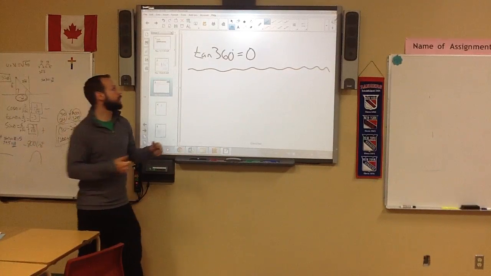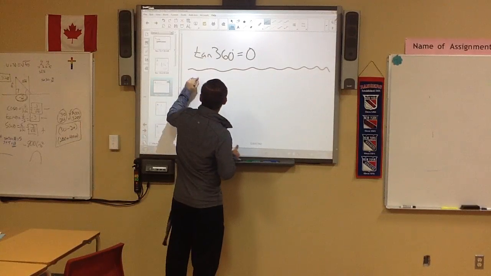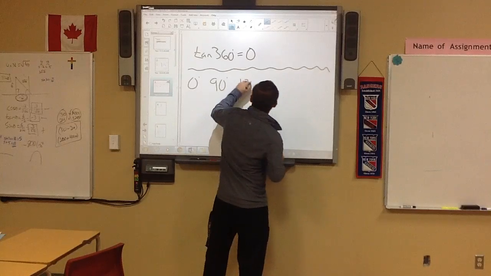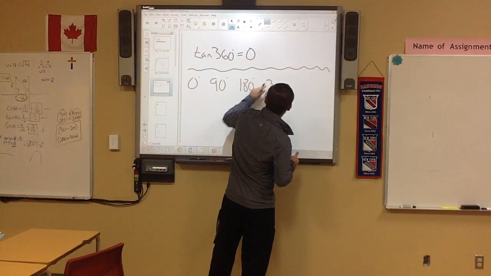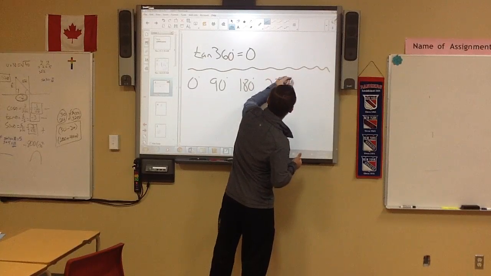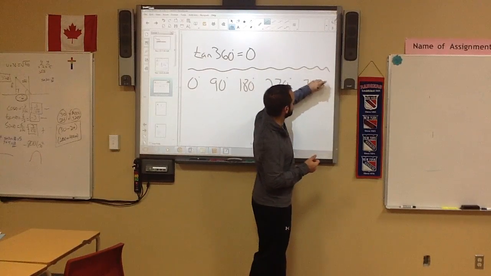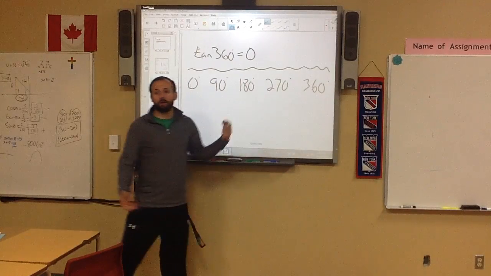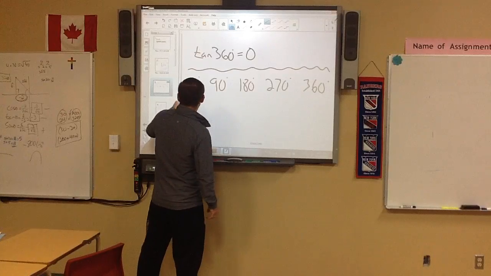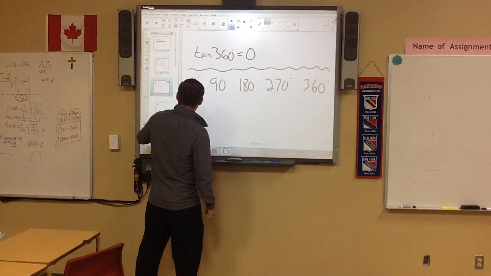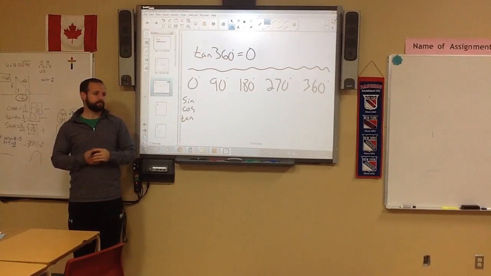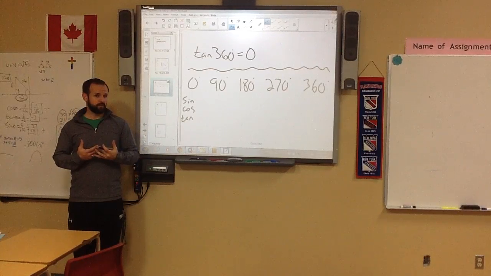By the end of the day, you should know 0, 90, 180, 270, and 360. Those should already be done because that's essentially what we just did, right? You should know sine, cos, and tan for each one of those angles. Okay? Make sense? You shouldn't have to use your calculator.